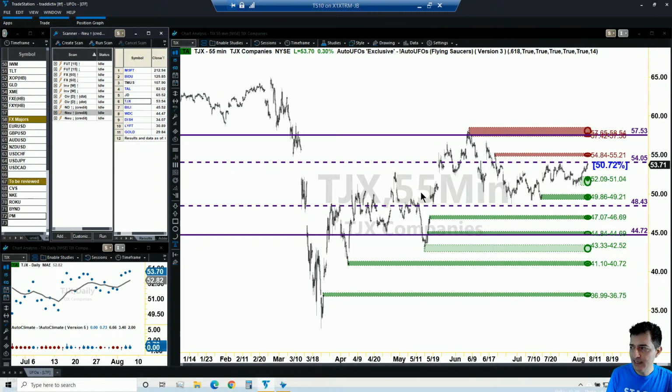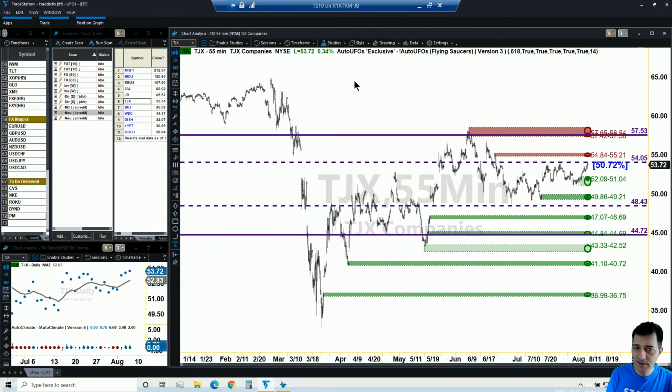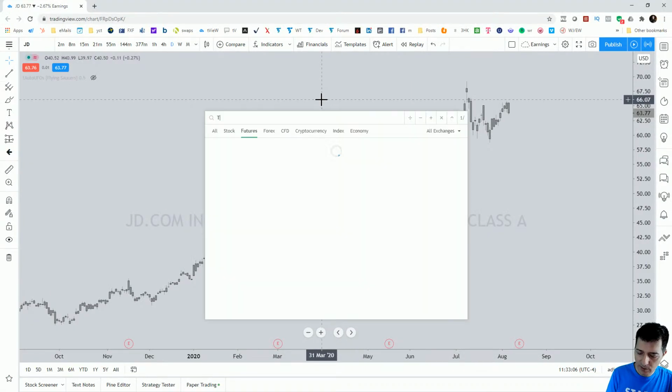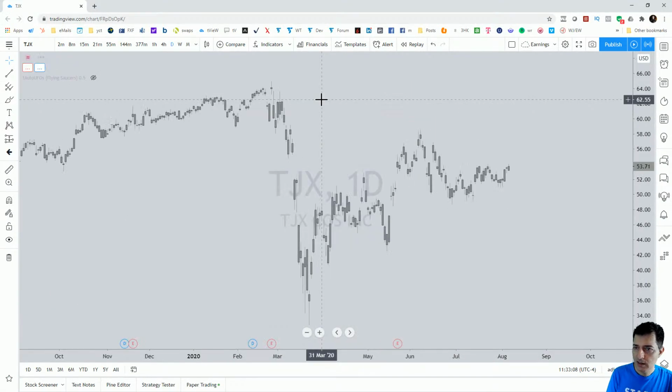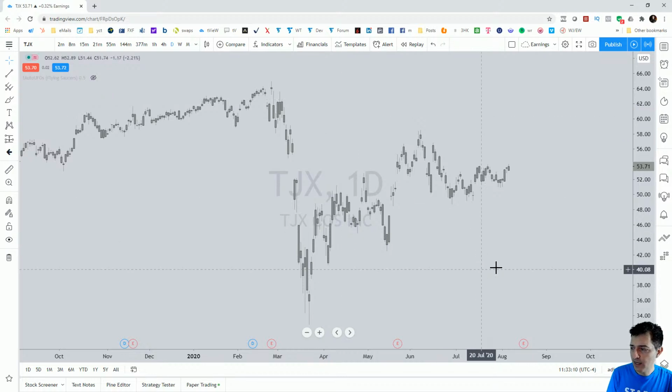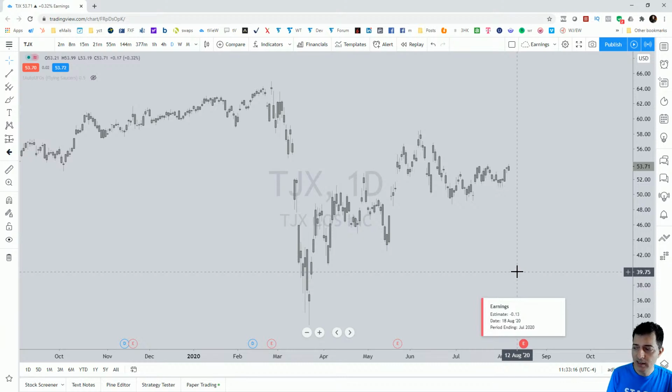So TJX, as you can see here, we attempted recently an iron condor. I guess it was not giving us what we needed. So let's see if this time it will be different with a credit spread. Earnings is on the 18th of August, so we can certainly try to do a trade using expiration August 14.